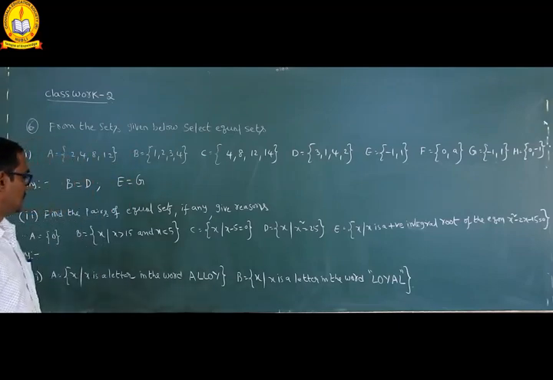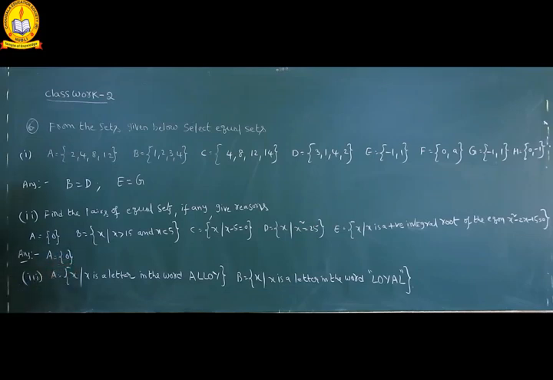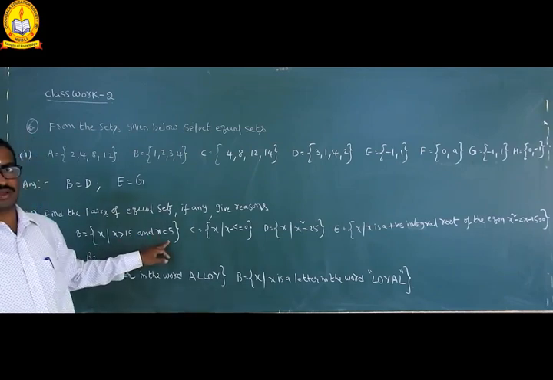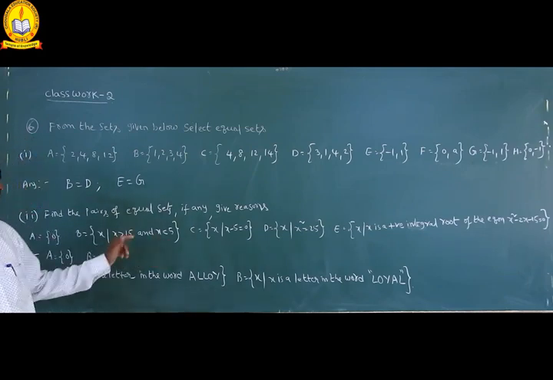First we find the solution sets. Set A is singleton 0. Now set B: what is the solution set? x is greater than 15. Suppose x value 16 is taken. 16 is greater than 15. Is 16 less than 5? No, it is not satisfying.